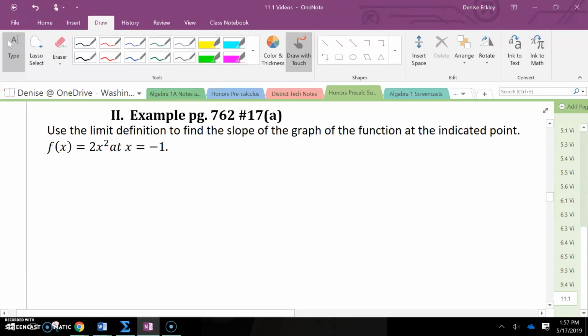Page 762, number 17, part A only. Use the limit definition to find the slope of the graph of the function at the indicated point.